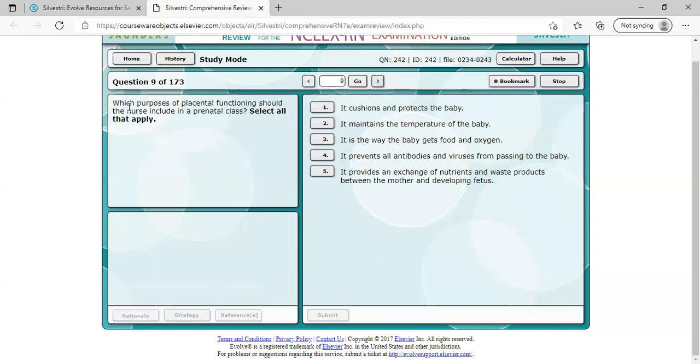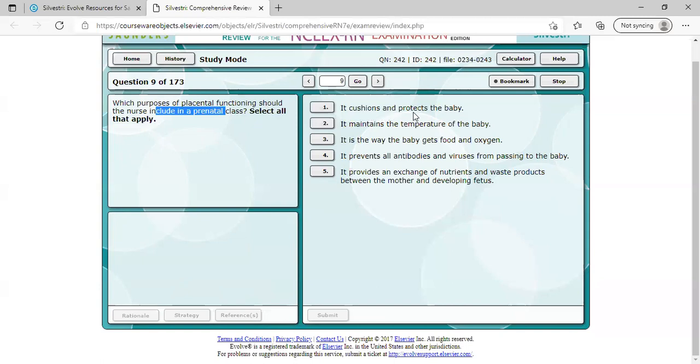Next question. Which of the following purposes of placental functioning should the nurse include in prenatal classes? Select all that apply, right? The placenta provides so many roles and functions. This question is about this.